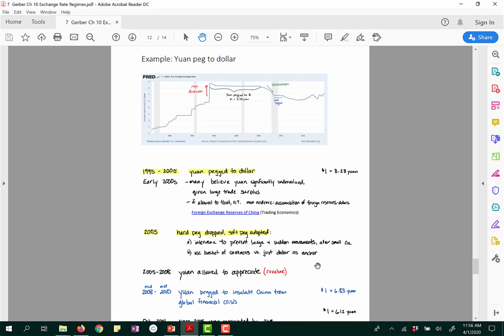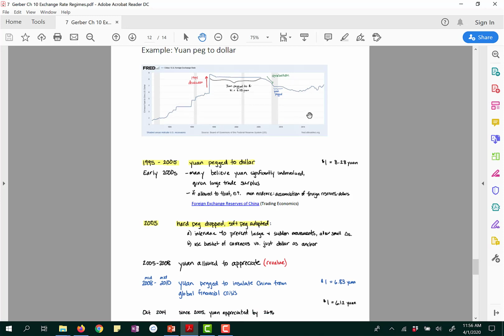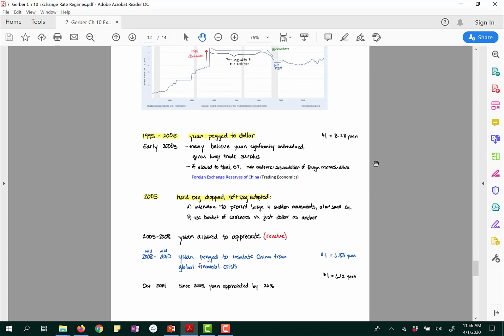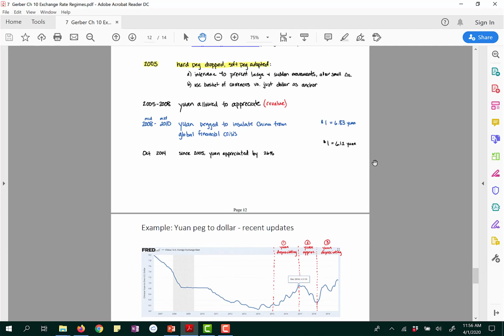So over the next few years, the yuan was allowed to appreciate or allowed to revalue. And then came the financial crisis in 2008 to 2010, and they temporarily reinstated the hard peg, but dropped it. And after that, the yuan appreciated somewhat over time. By late 2014, the yuan had appreciated by 26% against the dollar.